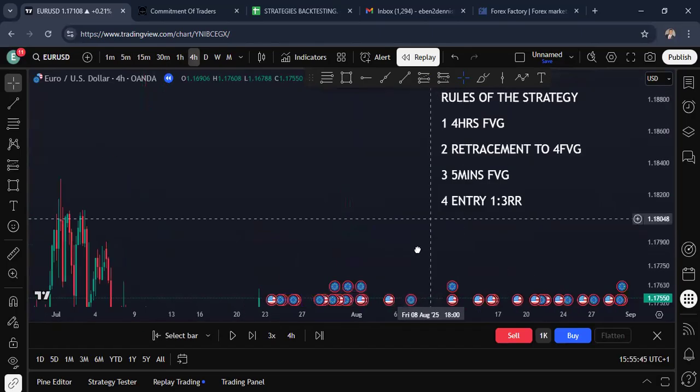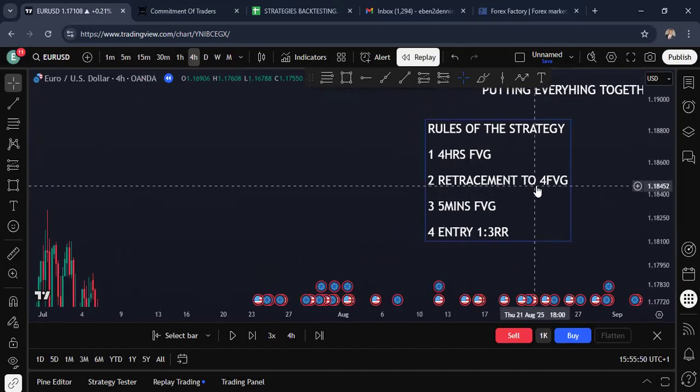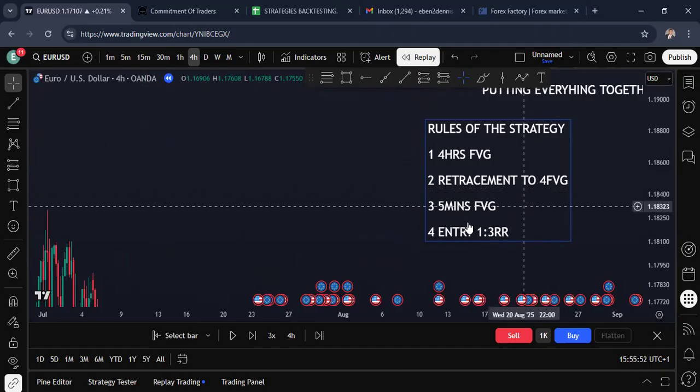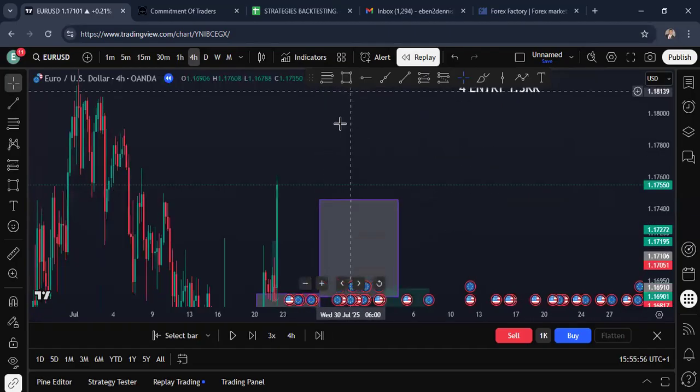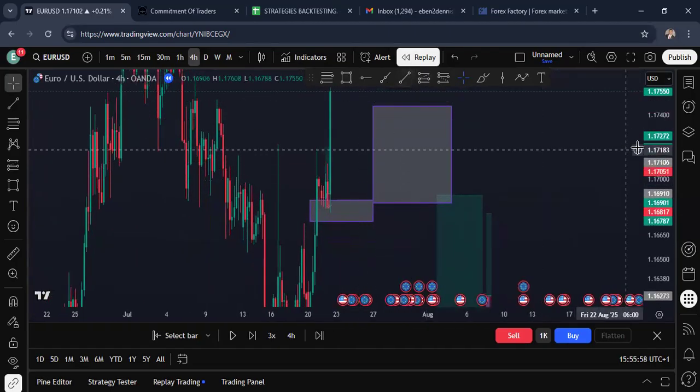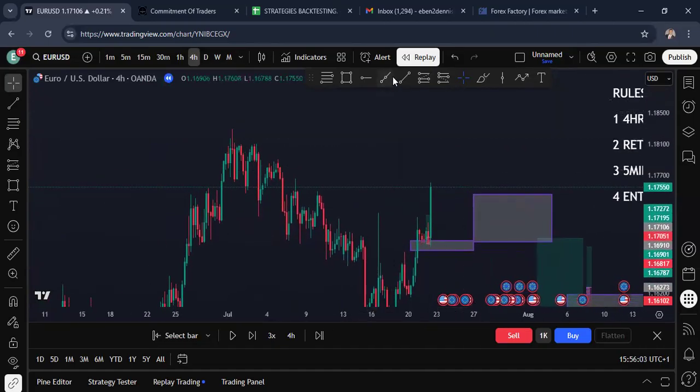All you need is the 4 hours average. After the average, wait for a retracement to the 4 hours average, that same 4 hours average you have found. You go to the 5 minutes time frame. You look for an average. Okay, so what determines if it's going to be buy or sell is determined by the average you have found on the 4 hours.